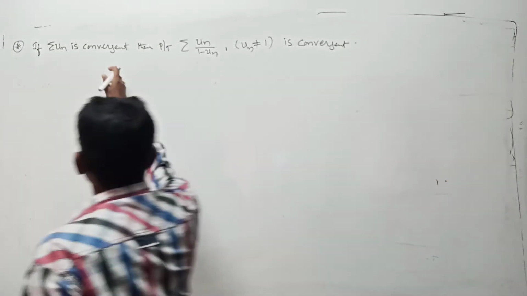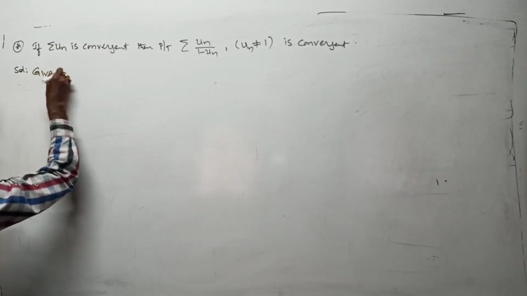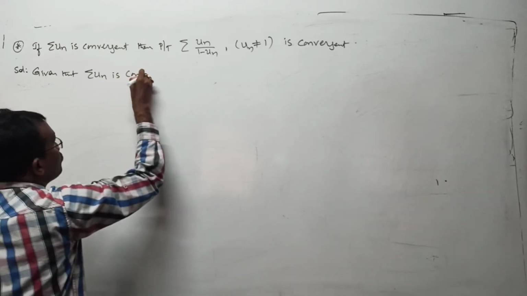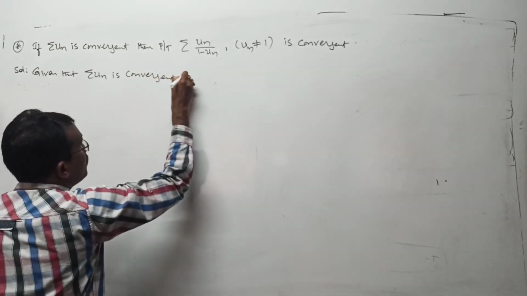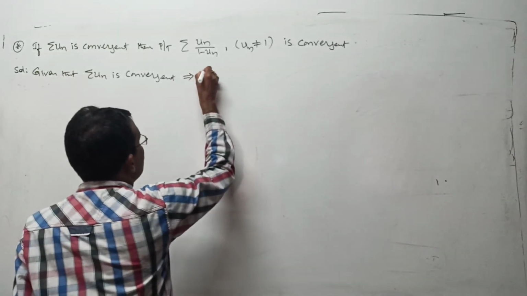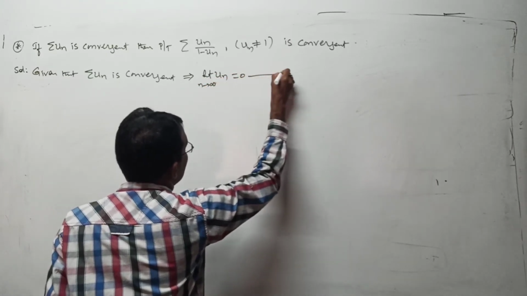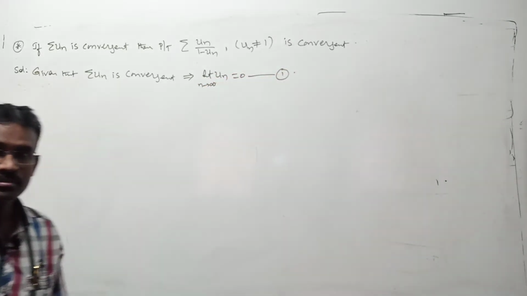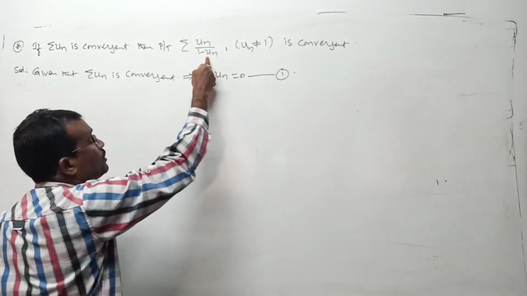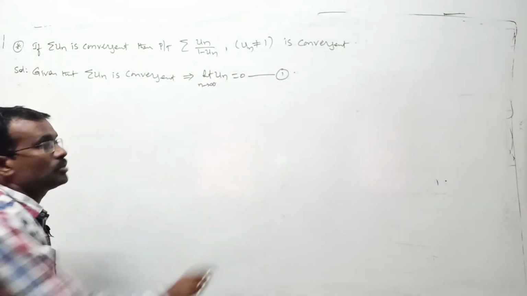Right. First I want to take the given condition. What is the given condition? Given that sigma u_n is convergent. Whenever sigma u_n is convergent, by the necessary condition of convergence, we have limit u_n as n tends to infinity is equal to 0, let it be number 1. In the next step, I want to take this series as sigma v_n. If I can show sigma v_n is a convergent series, that completes your total work.